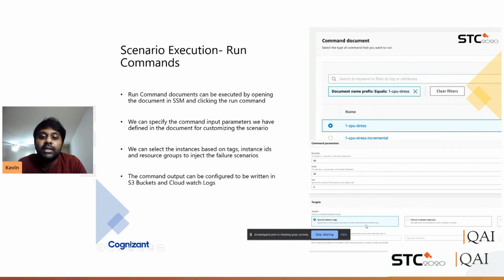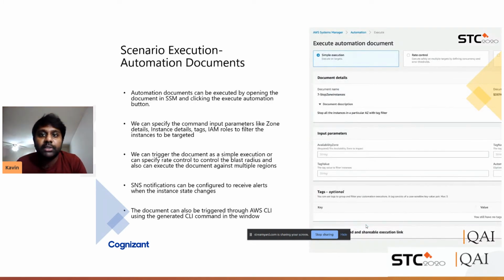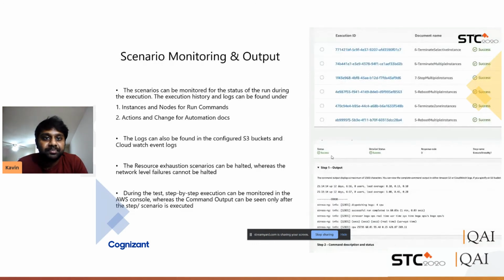So I can select single target, multiple target, and also multiple instances in multiple zones. Coming to the automation documents, it works the same. And instead of input parameters for giving the CPU, memory, and other kind of metrics, I'm going to give the availability zone in which it would reboot or terminate all the instances or particular instances which I'm going to give as a part of this input parameters.